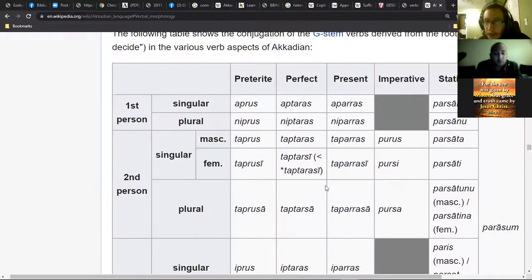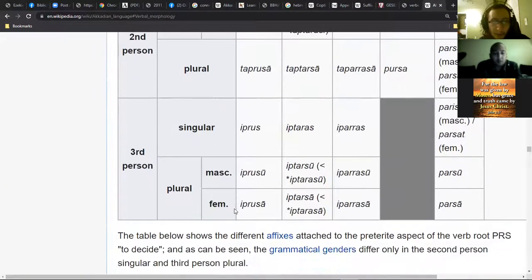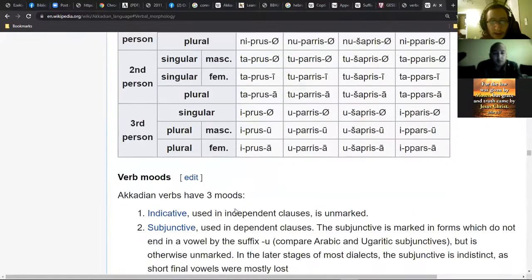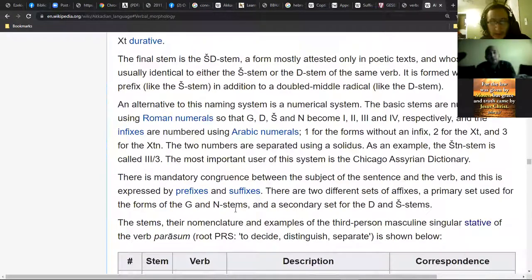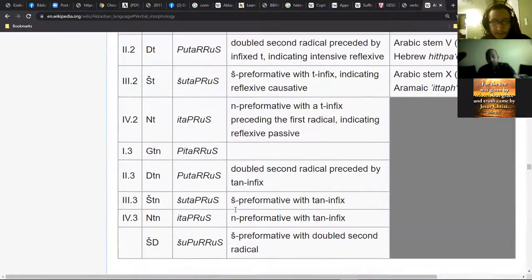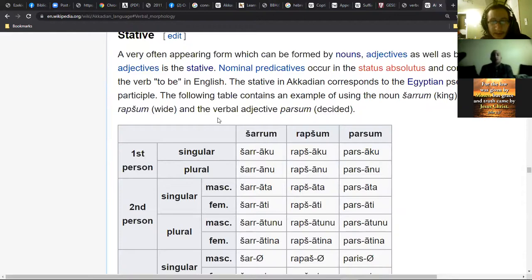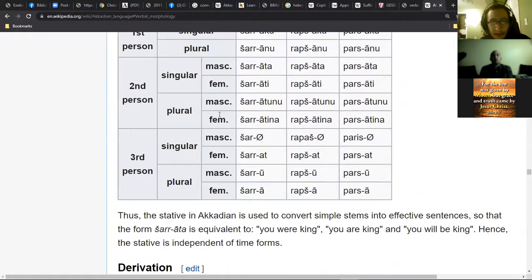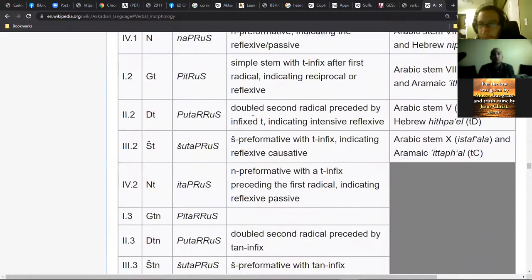Okay? And then finally, there's a form called the stative. No, wait, is that, hold on.